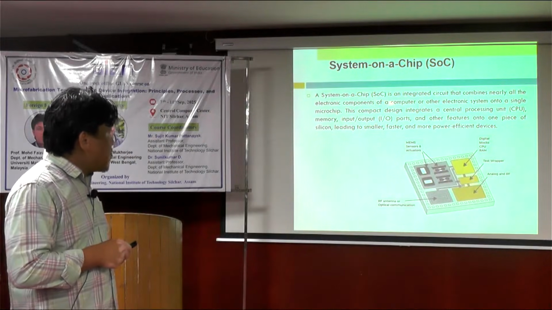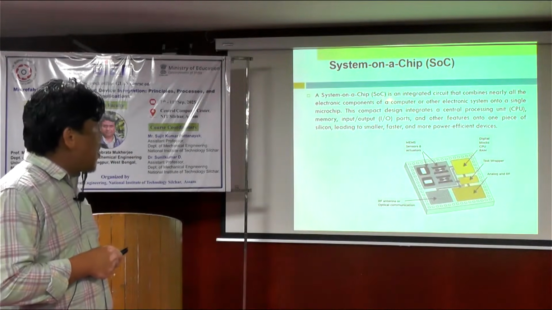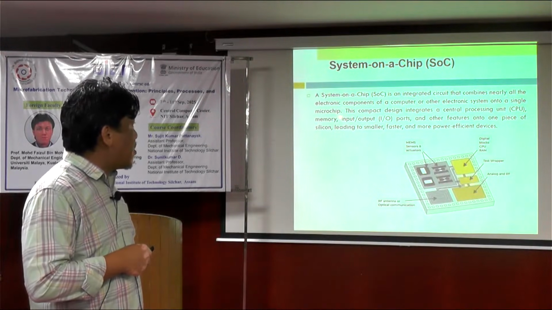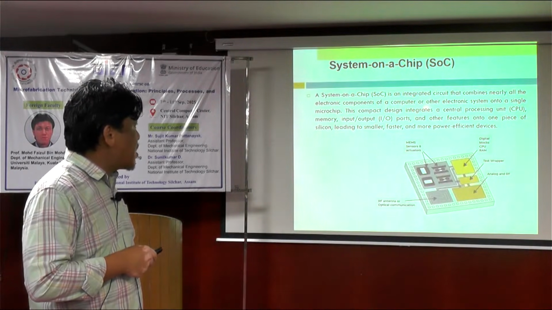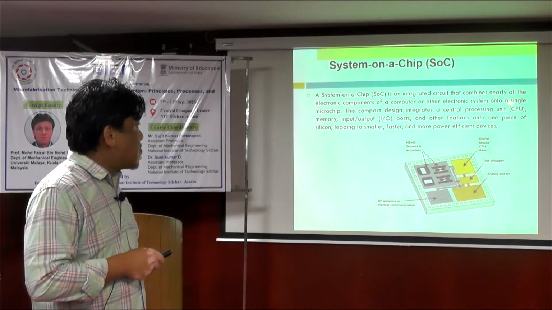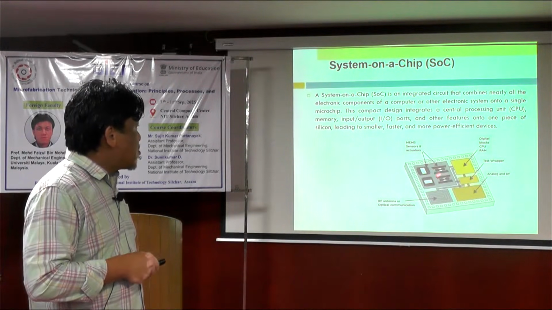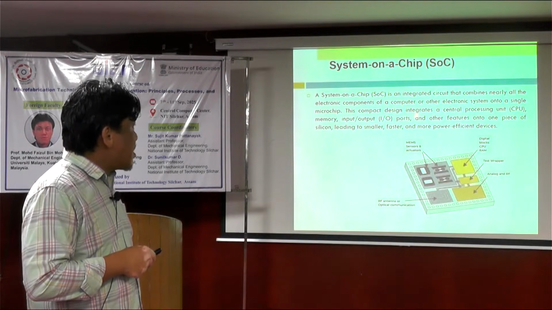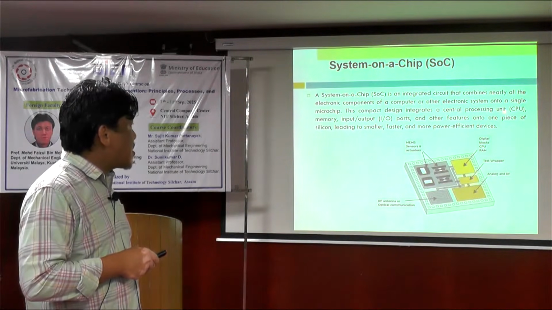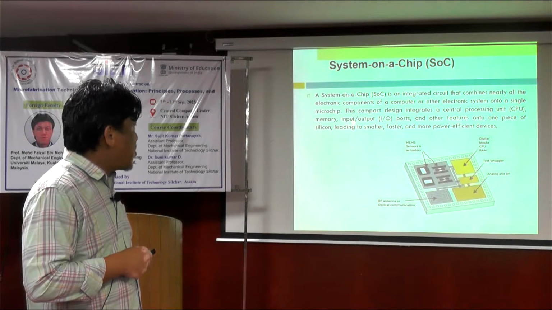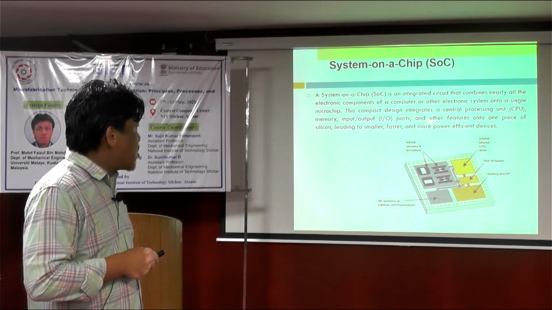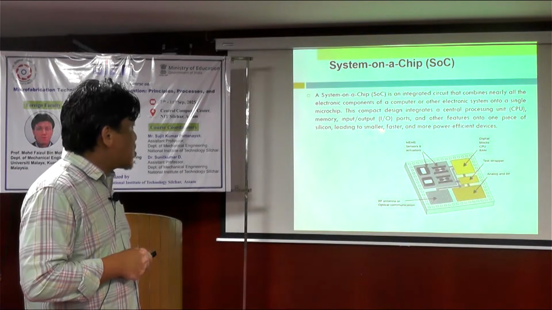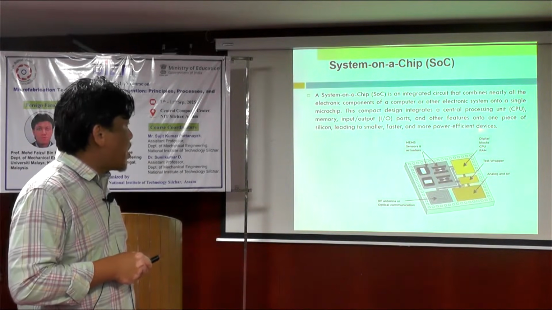Okay, system on chip in detail. So a system on chip is an integrated circuit that combines nearly all the electronic components of a computer or other electronic system onto a single microchip. So this we consider as a single microchip. This compact design integrates a central processing unit, or CPU, memory, input-output ports, and other features onto a piece of silicon, leading to smaller, faster, and more power-efficient devices.